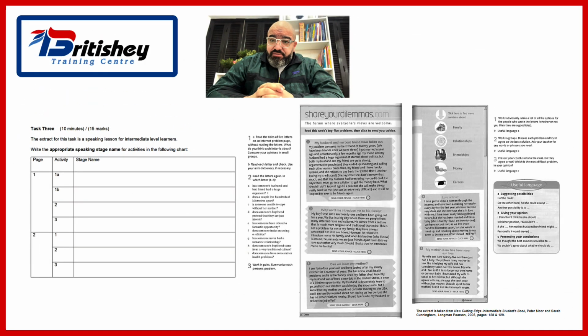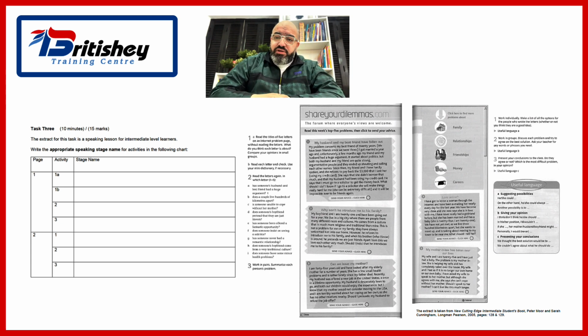So let's have a look at task 3. And task 3 is very, very important. It is for 10 minutes and it is worth 15 marks. Now, this task focuses on your understanding of course book designing and how each activity in a course book is related to one of the stages in frameworks. So it tests your understanding of how this activity works under the umbrella of a specific stage in a framework.